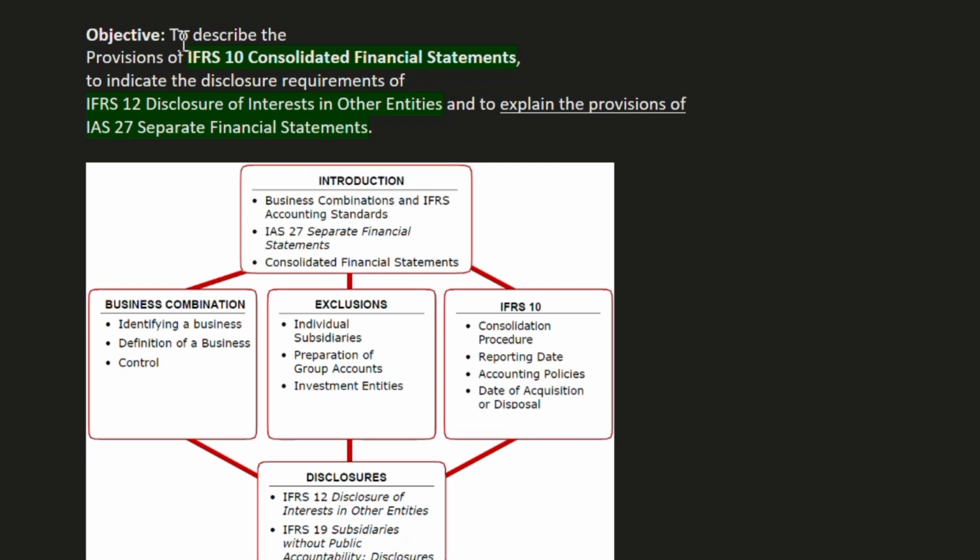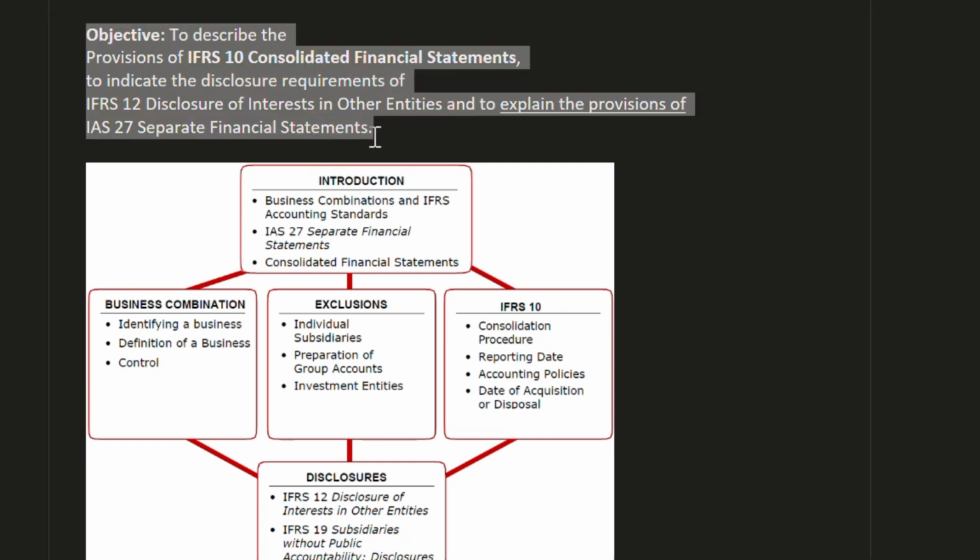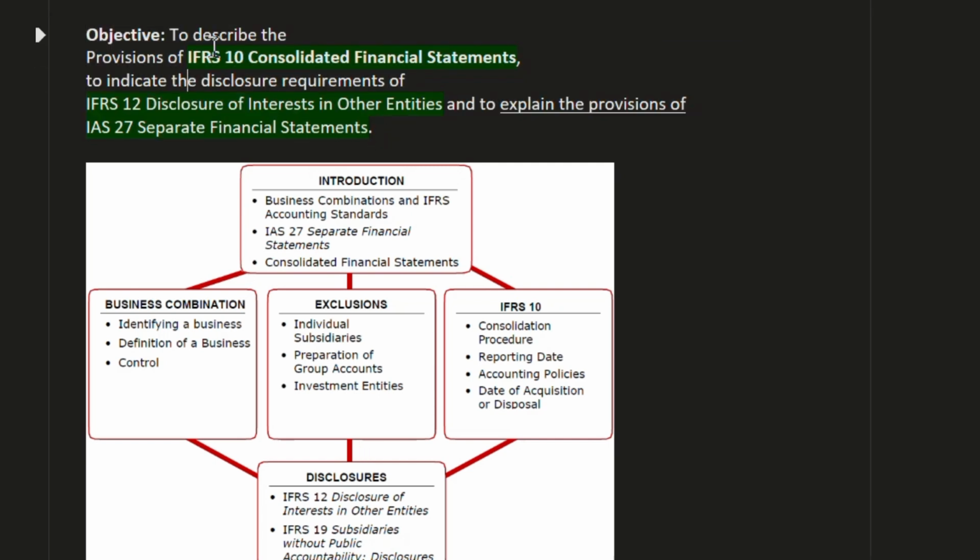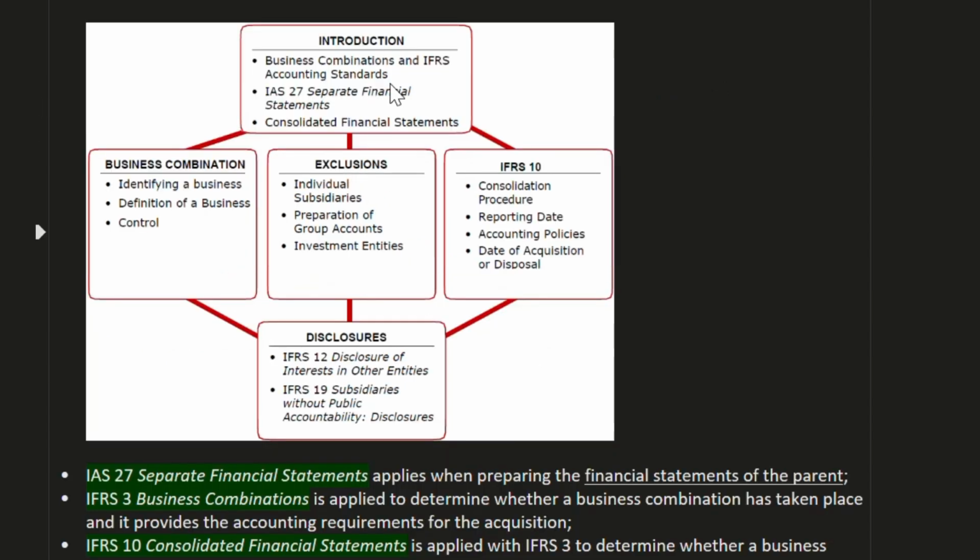The objective is to describe the provision of IFRS 10 consolidated financial statement, to indicate the disclosure requirement of IFRS 12 disclosure of interest in other entities, and explain the provision of IAS 27 separate financial statement. So we need to understand what is disclosure of interest in other entities, and what are the provisions of IAS 27 separate financial statement.